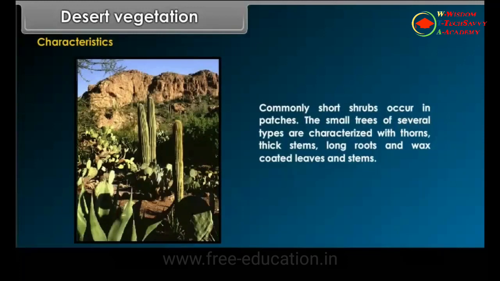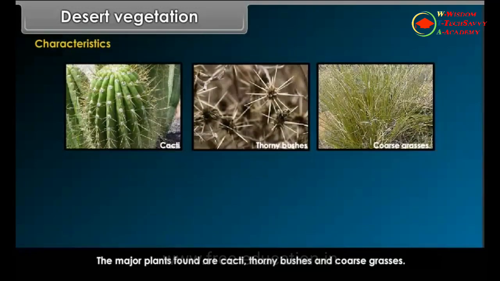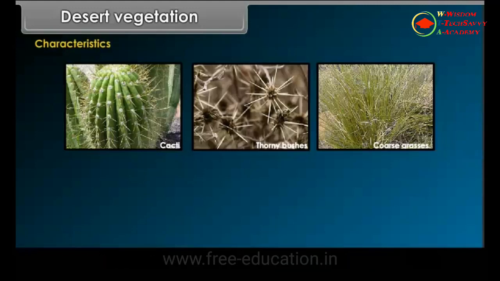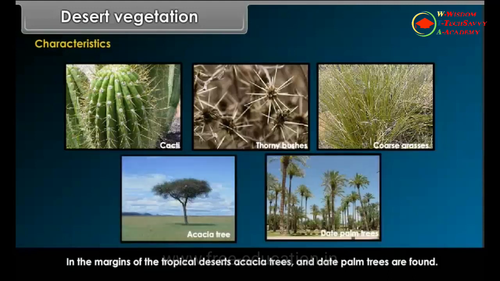Commonly, short shrubs occur in patches. The small trees of several types are characterized with thorns, thick stems, long roots and wax-coated leaves and stems. The major plants found are cacti, thorny bushes and coarse grasses. In the margins of the tropical deserts, acacia trees and date palm trees are found.